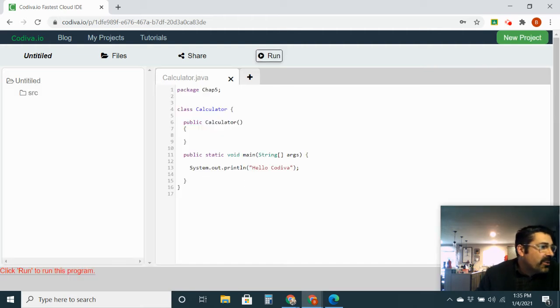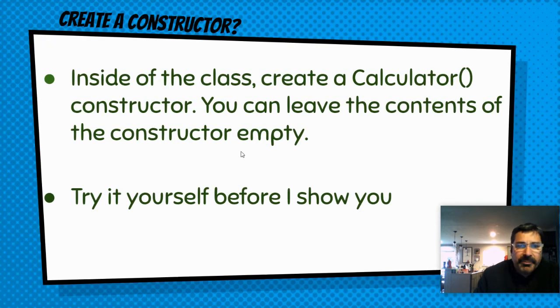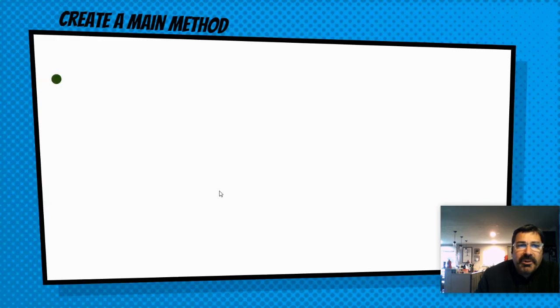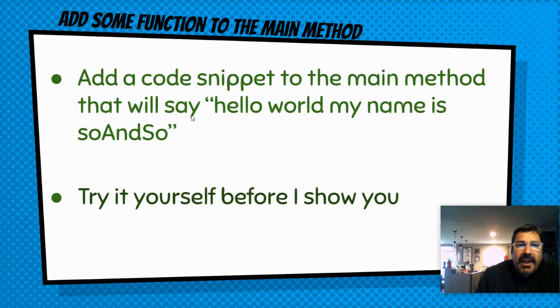All right, let's go back to our slides and see what it's telling us to do. Okay, now create a main method, which I already made. We already did that. Okay, add a code snippet to the main method that will say, hello world, my name is so-and-so. Or better yet, let's say, Happy New Year, my name is so-and-so.